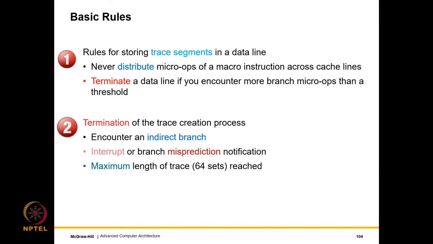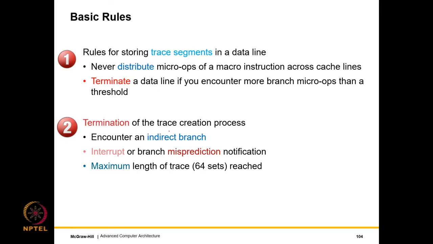The second is that we terminate a data line if we encounter more branch micro-ops than a threshold. So this we have already discussed. The threshold is 6, and of course this can vary with the trace cache design, but the important point is we have a limit on the maximum number of micro-ops per line, and also a single micro-op is never split.